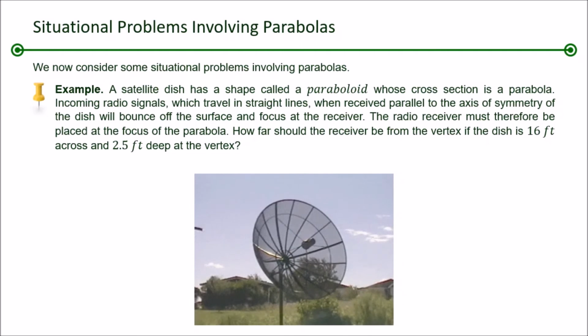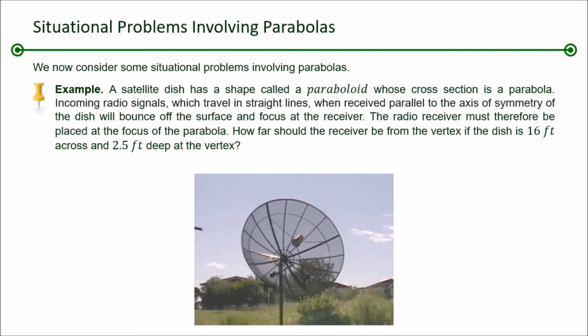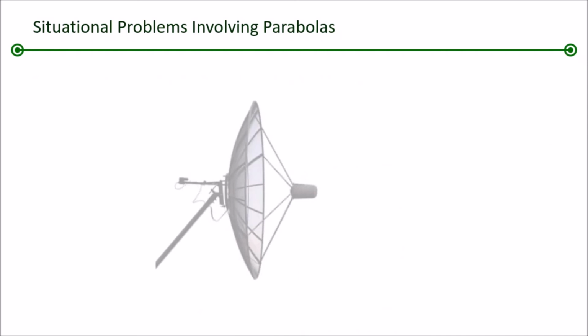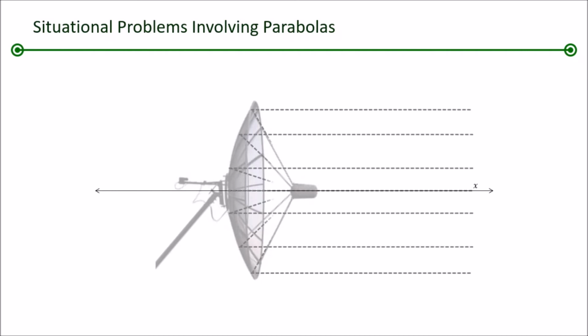How far should the receiver be from the vertex if the dish is 16 feet across and 2.5 feet deep at the vertex? Let's try to illustrate what is being described in the problem. Let's say that this is our satellite dish. The x-axis would serve as our axis of symmetry. Incoming radio signals will bounce off the satellite dish and will focus at F. The line behind the satellite dish would serve as our directrix. The point at the middle would serve as the vertex of the parabola.